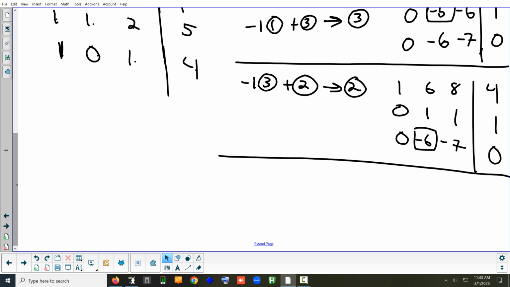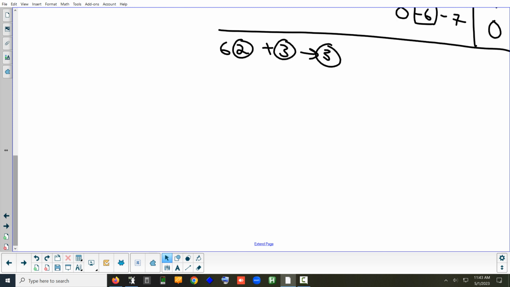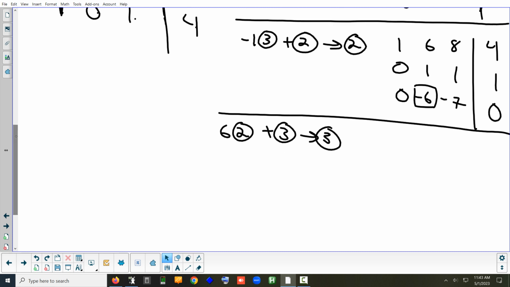6 times row 2. If you take +6 times row 2, and you add that to row 3 and replace what's in row 3, you will get a 0 in the spot that I put the box around. Okay, so what's not changing this time? Row 1 and row 2. So 1, 6, 8, 4, 0, 1, 1, 1.